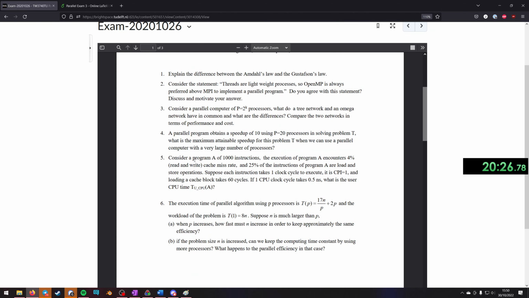Question 5. Consider a program of 1,000 instructions, 4% cache miss rate, 25% are load and store operations. If one CPU clock cycle takes 0.5 nanoseconds, what's the user CPU time?